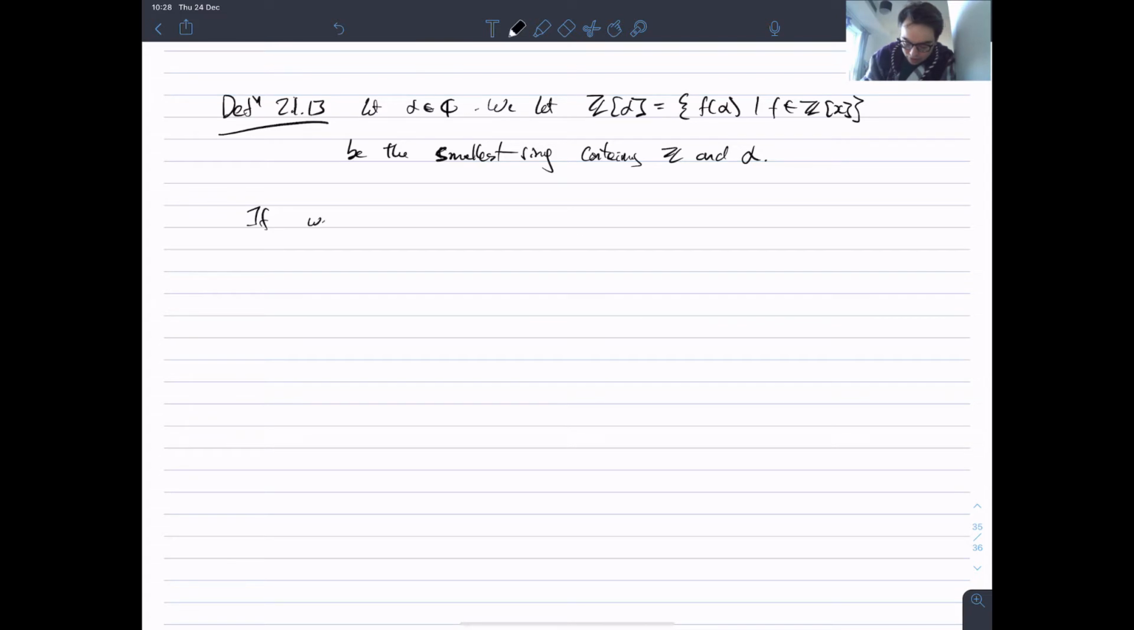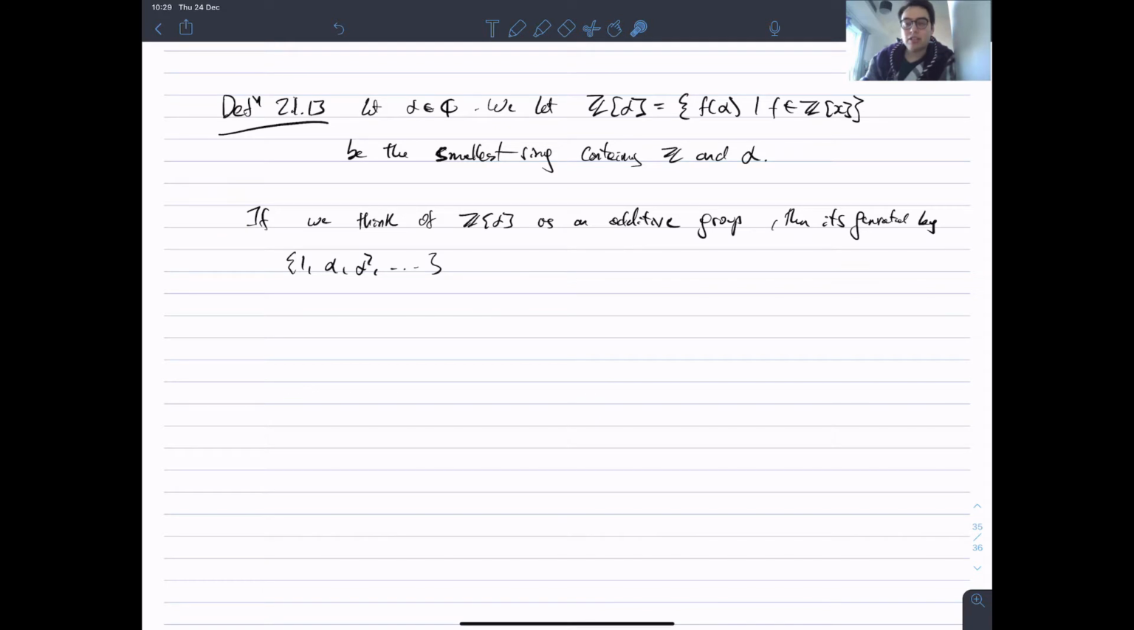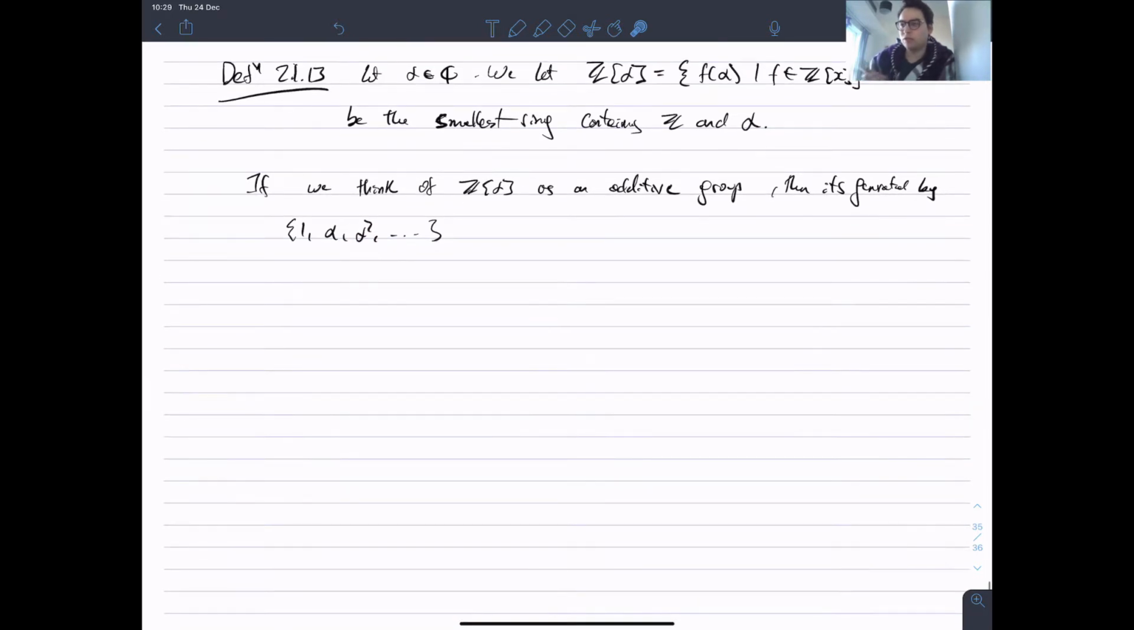Notice that if we think of Z[alpha] not as a ring, but just as an additive group, so forget that we can multiply things, then it's generated by this set: 1, alpha, alpha squared, and so on. So every element in Z[alpha] can be written as some linear combination of powers of alpha as an additive group, so some sum of these things.